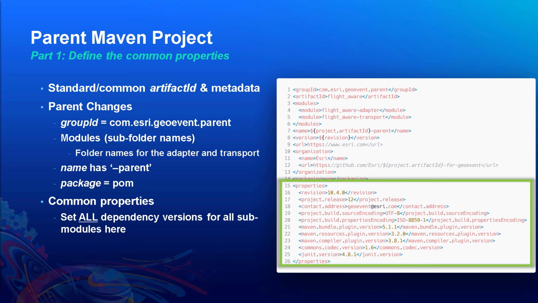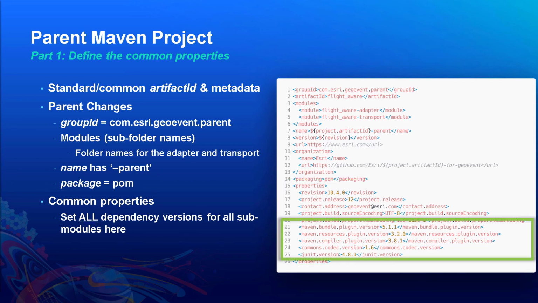We've got the common properties that will apply to all submodules. It is very important that you declare the versions for all of your dependencies in the parent POM. Once again, I store them here in the properties to make them easier to find and use, and they should be in your parent POM.